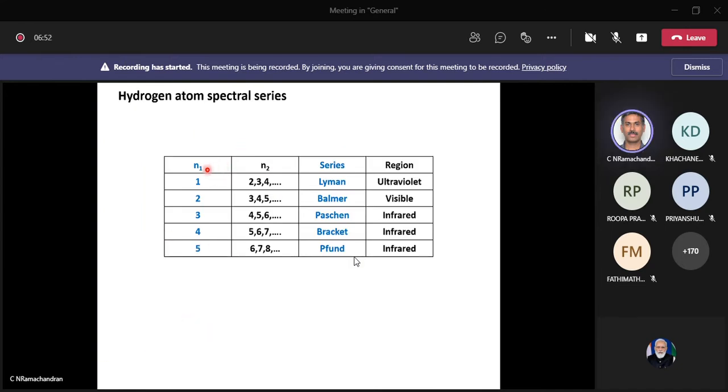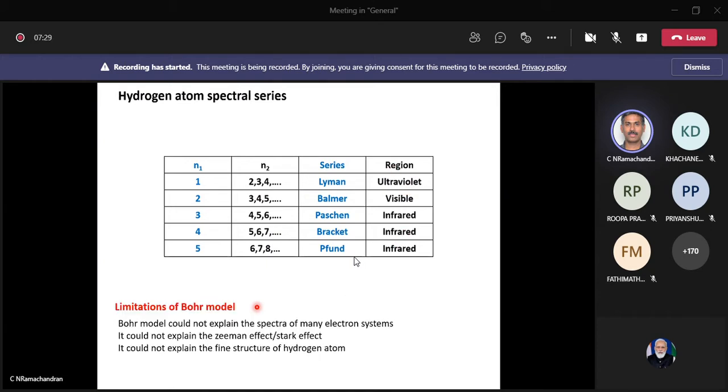And you know from where to where it is going, whether it is coming back from n2 to n1 or n3 to, in principle, from any level to any level, it can change, either excite or de-excite. Depending upon that, energy will be released, or if it is going up, it needs energy. If you substitute those values, you will see that this comes under various series in the spectral line, and in which region it appears is also given. All these are known facts.